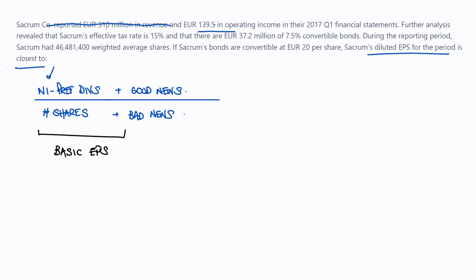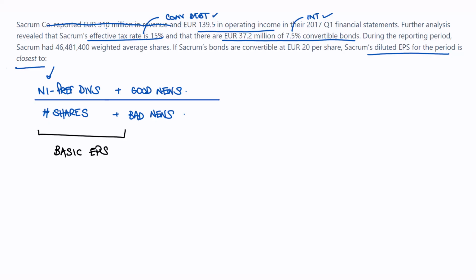I've got 139.5 OI. In 2017 Q1s, further analysis revealed effective tax rate is 15%. I would need that if I had convertible debt. Not relevant if it's pref divs, not relevant if it's options, relevant if it's convertible debt. There are 37.2 million euros of, here we go, 7.5% convertible bonds. That allows me to calculate interest. I do need my tax rate.